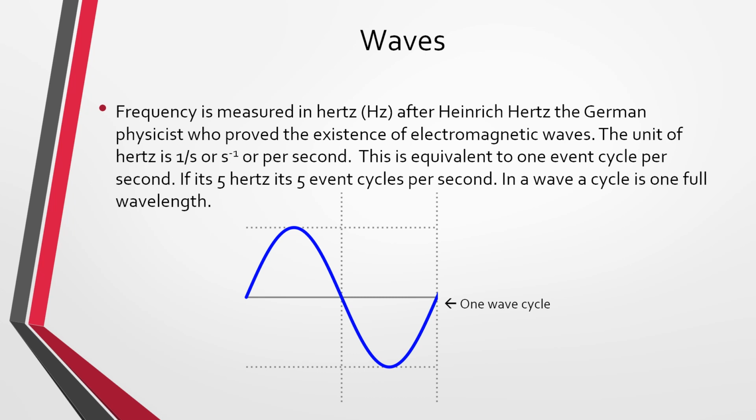So a hertz is how many cycles an electromagnetic wave does per second. So it's the same kind of analogy there. This is equivalent to 1 cycle per second. If it's 5 hertz, that means that 5 cycles have gone per second. In a wave, a cycle is 1 full wavelength.